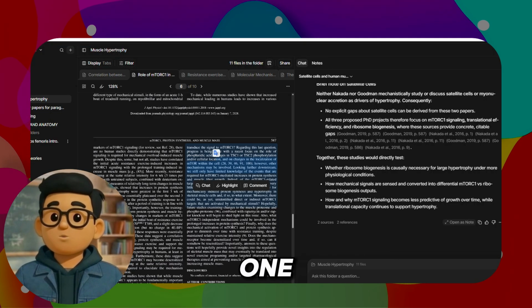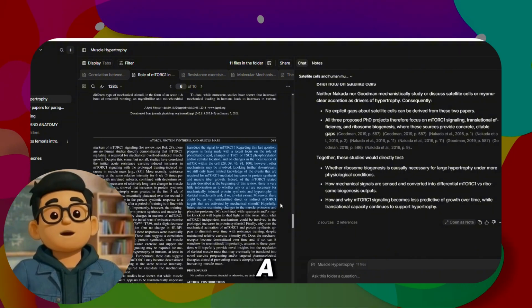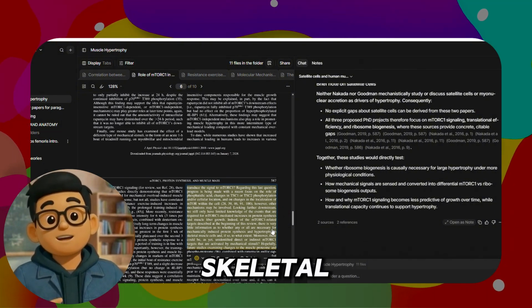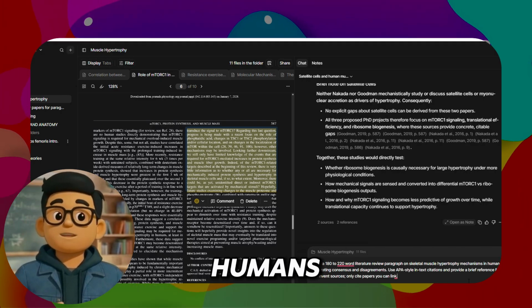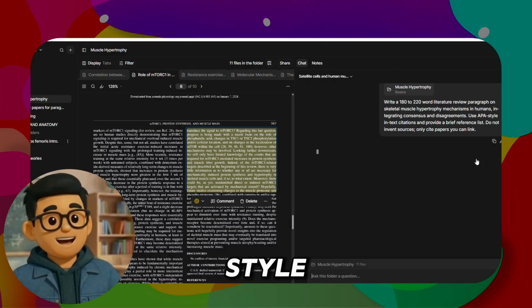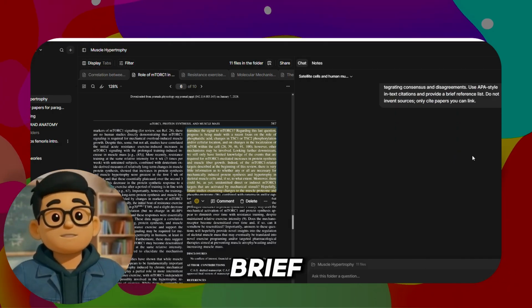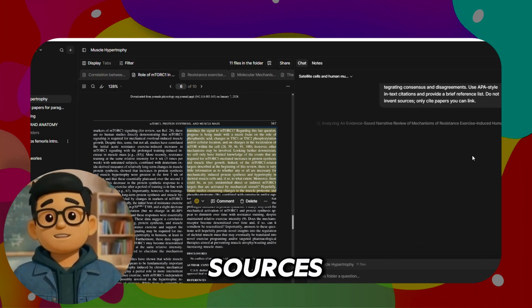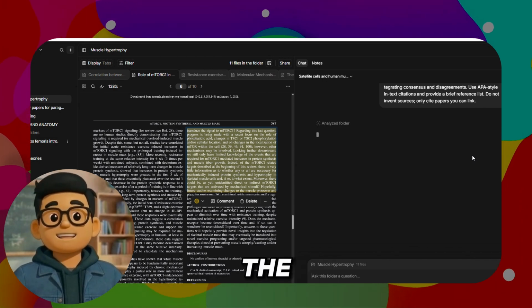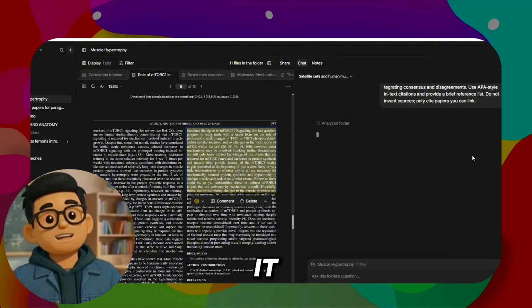So I give the tool one more focused instruction. Write a 180 to 220 word literature review paragraph on skeletal muscle hypertrophy mechanisms in humans, integrating consensus and disagreements. Use APA-style in-text citations and provide a brief reference list. Do not invent sources, only cite papers you can link. That last sentence is crucial. I am telling the system that if it cannot connect to the source, it must not cite it.